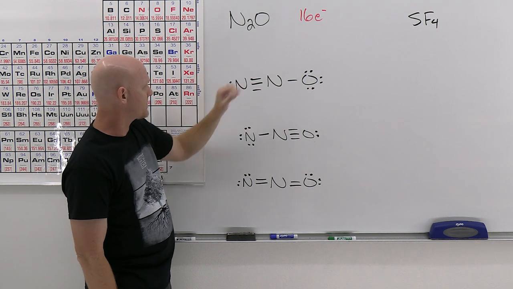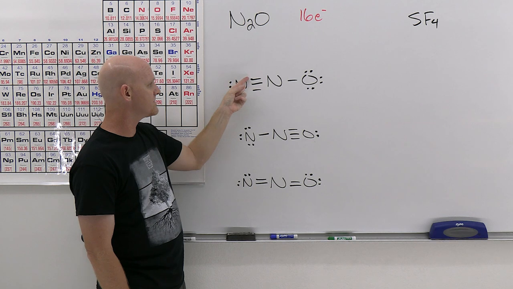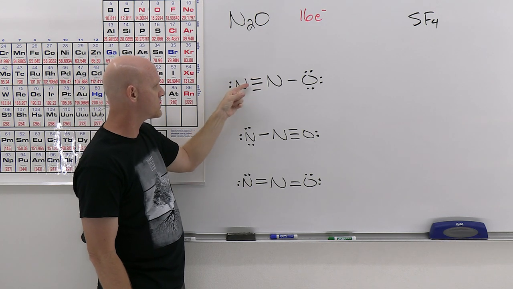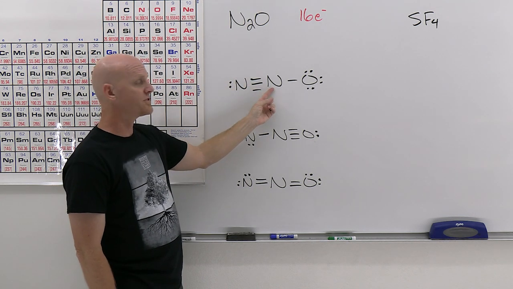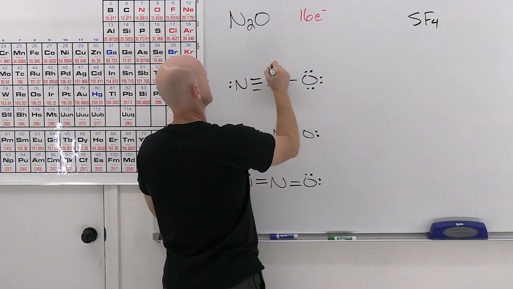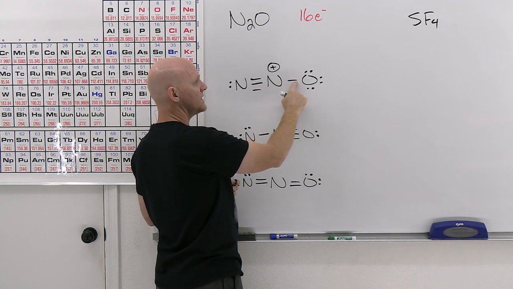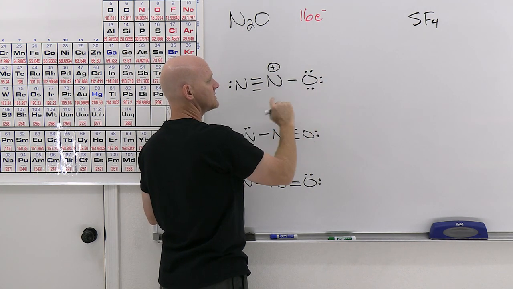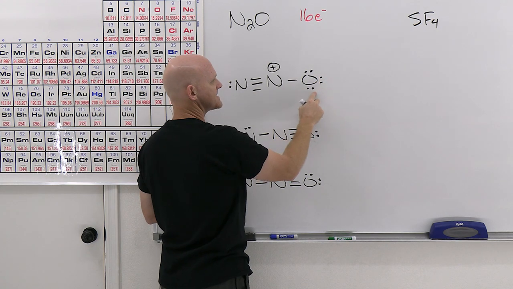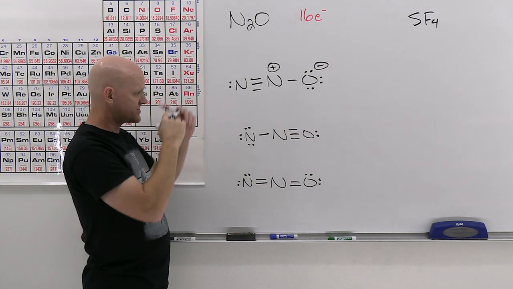All right, so if we look at this first one, nitrogen's got 5 valence electrons, and 5 minus 2 dots and 3 lines. 5 minus 1, 2, 3, 4, 5 is 0. For the central nitrogen, 5 minus 1, 2, 3, 4 lines is plus 1. And for oxygen, his normal valence is 6. 6 minus 1 line and 6 dots. So 6 minus 1, 2, 3, 4, 5, 6, 7 is negative 1. Okay, so we got formal charges.